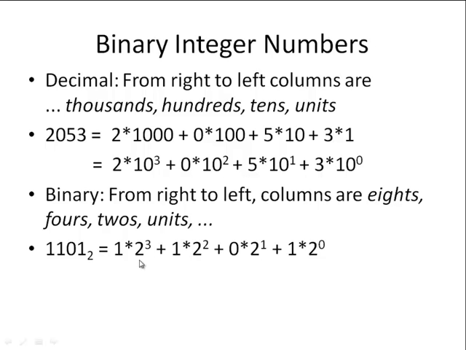So we have 1 8, plus 1 4, plus 0 2s, plus 1 1. So we've got 8 plus 4 plus 0 plus 1. So 1101 in binary, also known as base 2, gives us 13 in decimal, which we can also call base 10.